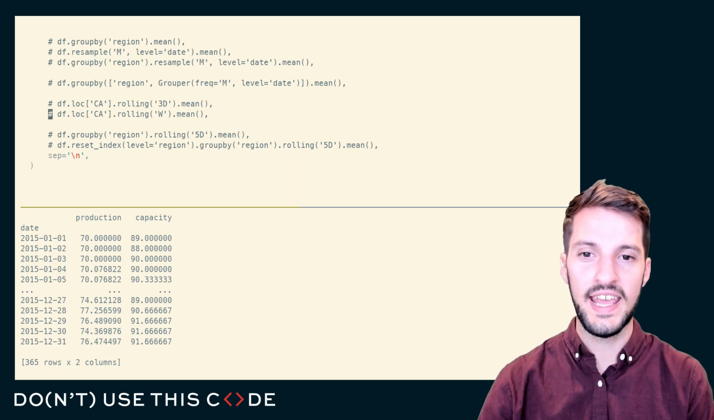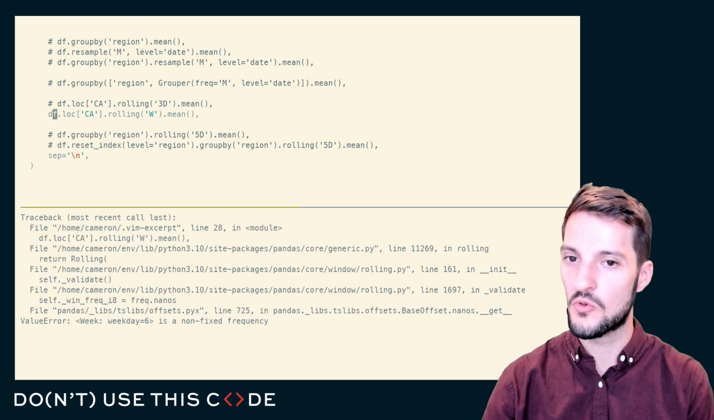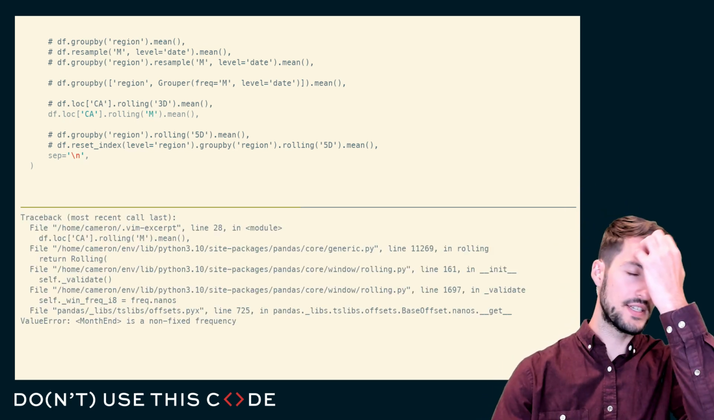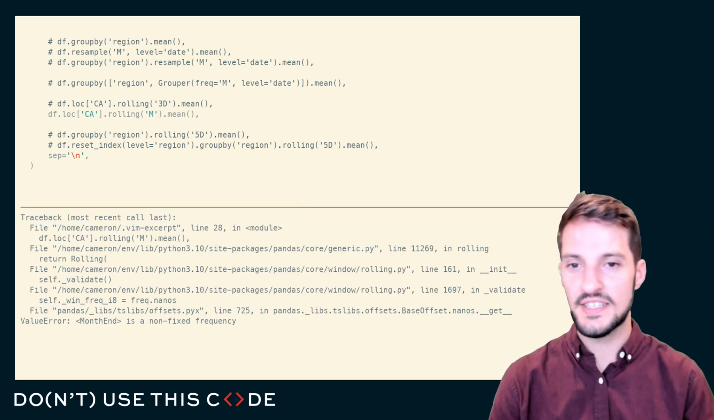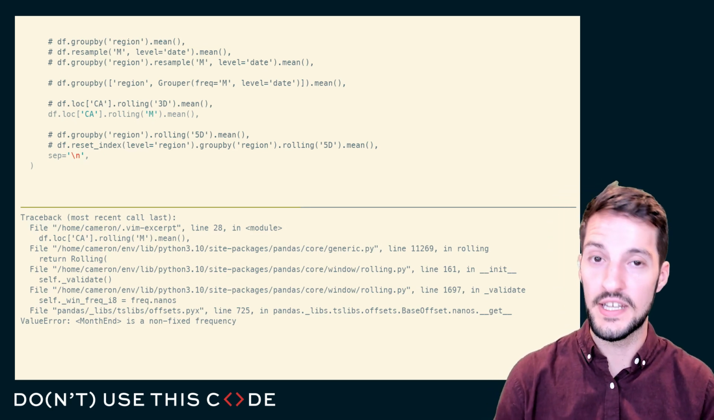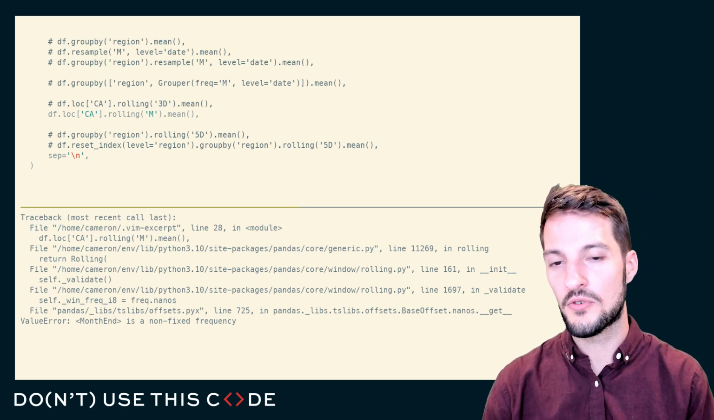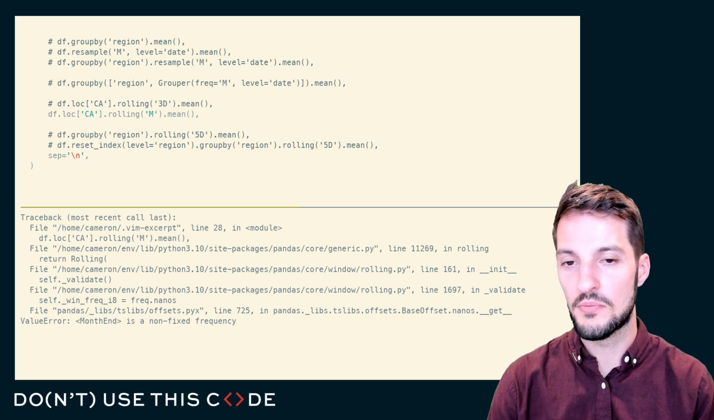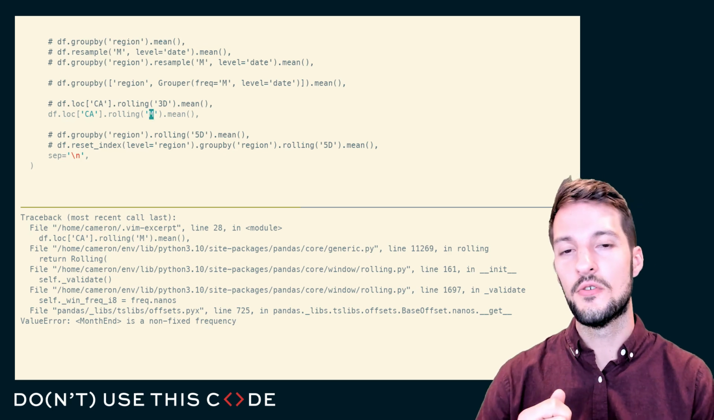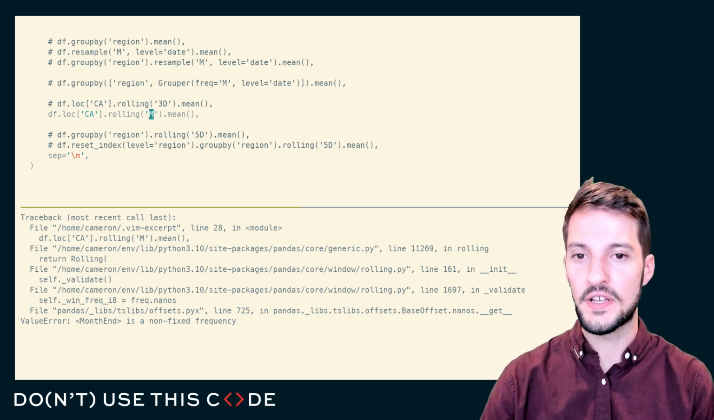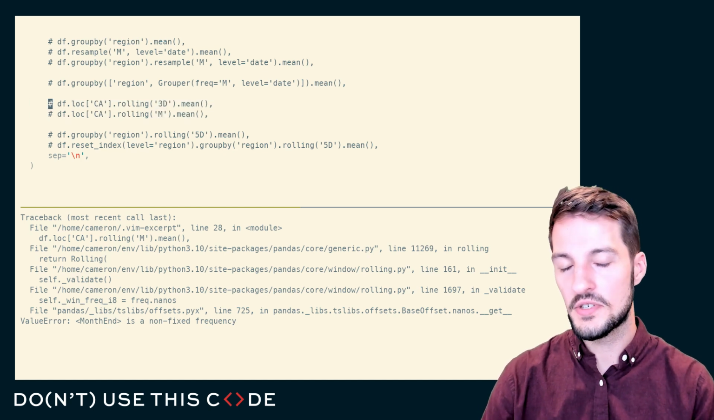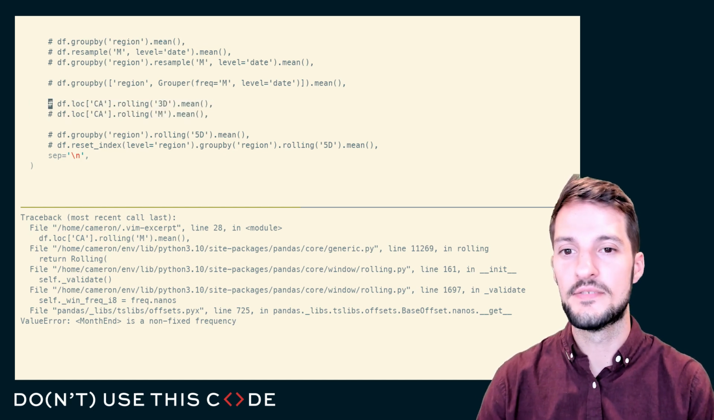But what I cannot do, I cannot span a week, and I cannot span a month. Now you can think about this, because a month is not a set period of time. Some months have 28 days, some months have 30 days. And so when I try to perform a binning operation onto the month that is agnostic of the month that it's in, we get this non-fixed frequency value error. And so whenever you're performing rolling operations, you should always stick with days, hours, or seconds.